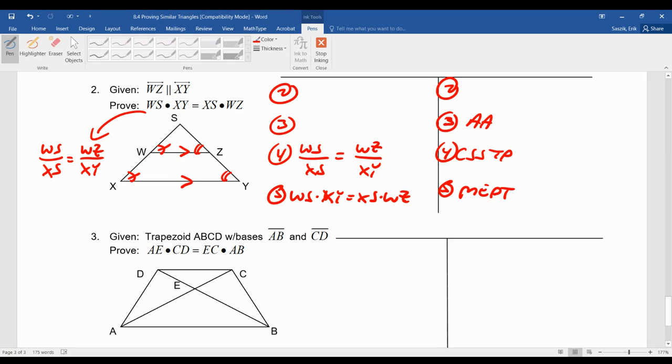The last proof on the very bottom is just 6 steps. You can try that, and remember, solutions will be on Canvas. All right.